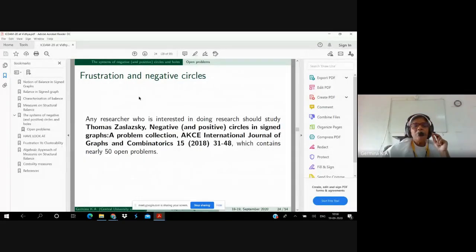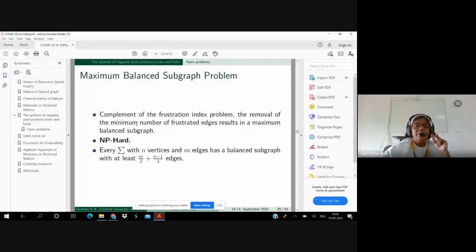So any researcher who wants to do some research on this frustration index or frustration number should definitely read this paper of Thomas Zaslavsky. It is "Negative and positive circles in signed graphs: a problem collection." He gives more than 50 open problems there. It is published in the AKCE International Journal of Graphs and Combinatorics in 2018. Any researcher who works in signed graphs, or who wants to work in such networks, should definitely read this paper. He clearly mentioned many open problems there.